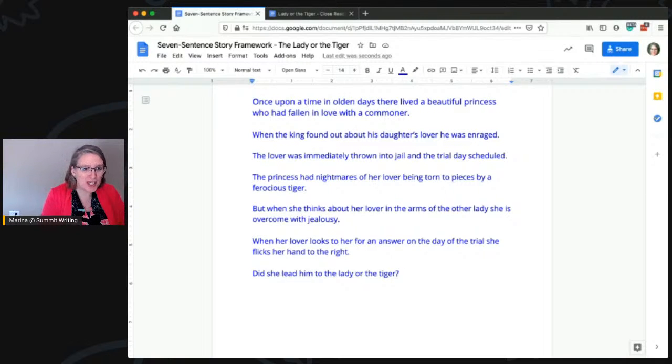But when she thought, so I need to change that to thought, about her lover in the arms of the other lady, she was, so we want those subject verbs to agree, she was overcome with jealousy. When her lover looks to her for an answer on the day of the trial, she flicks her hand to the right. Did she lead him to the lady or the tiger? And that's how we write a 7-sentence story about another story.